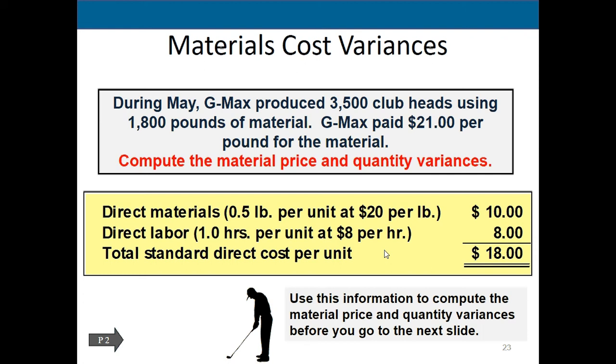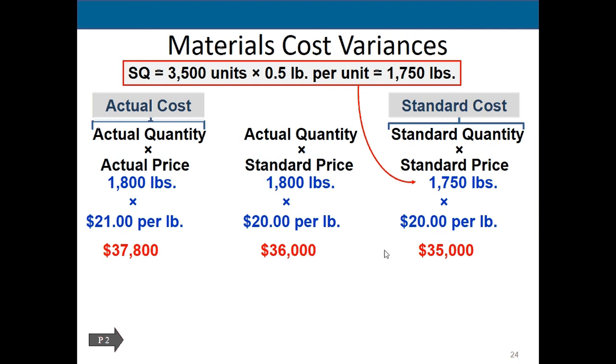And then it says that we produced 3,500 club heads. Well, 3,500 club heads at a half a pound per club head does not equal 1,800 pounds of material. It just doesn't. So we've got not only a price variance, but we've also got a quantity variance. Let's see what we can do to figure that out. So here we go. It was supposed to be $20 per pound, not 21.